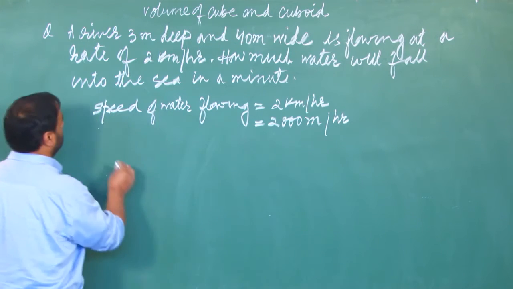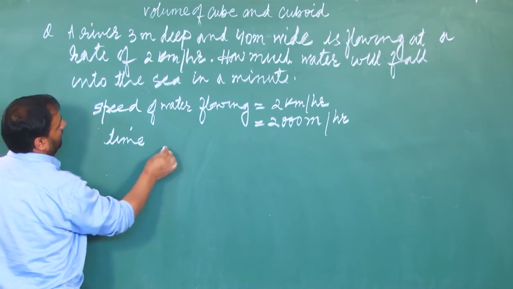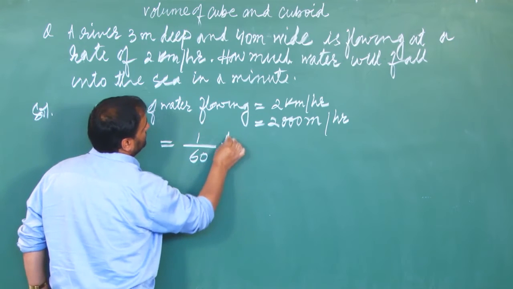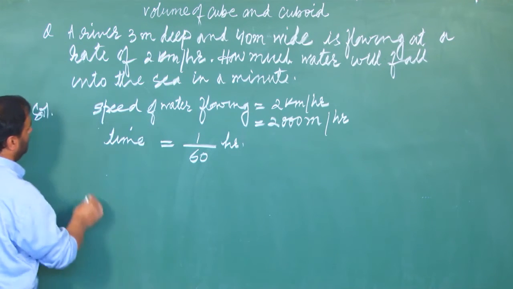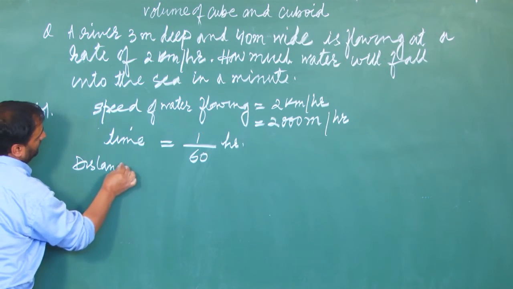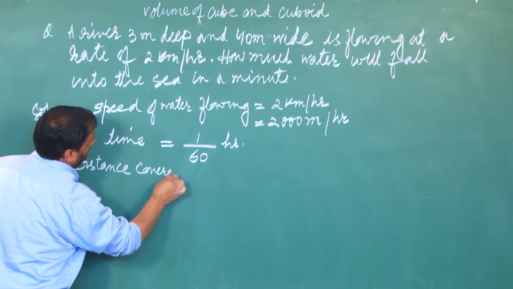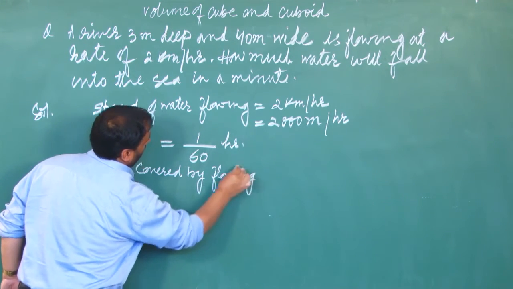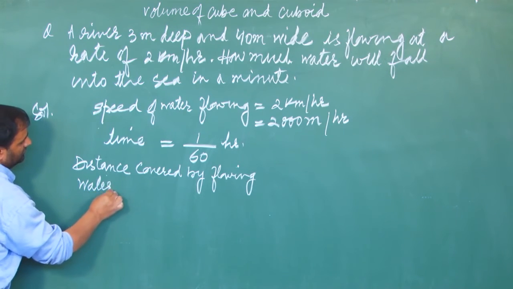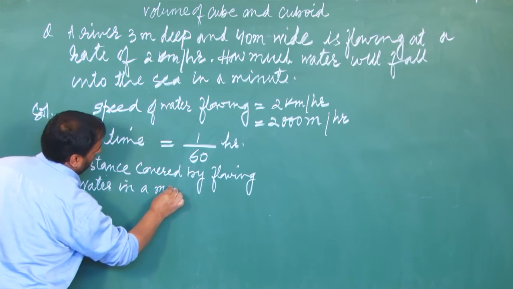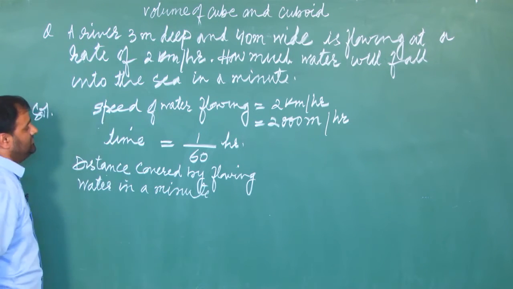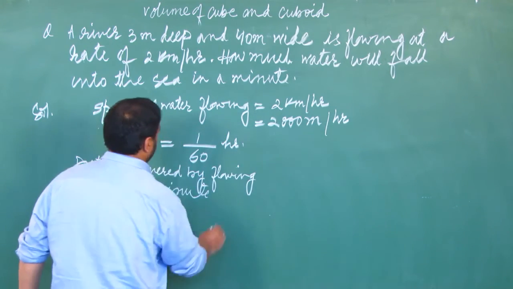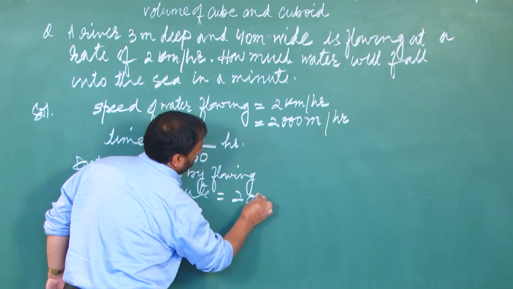Now, if we convert time into hours, 1 minute can be written as 1 by 60 hours. So, the distance covered by flowing water in a minute will be taken as the length of the river. So, it is speed into time.